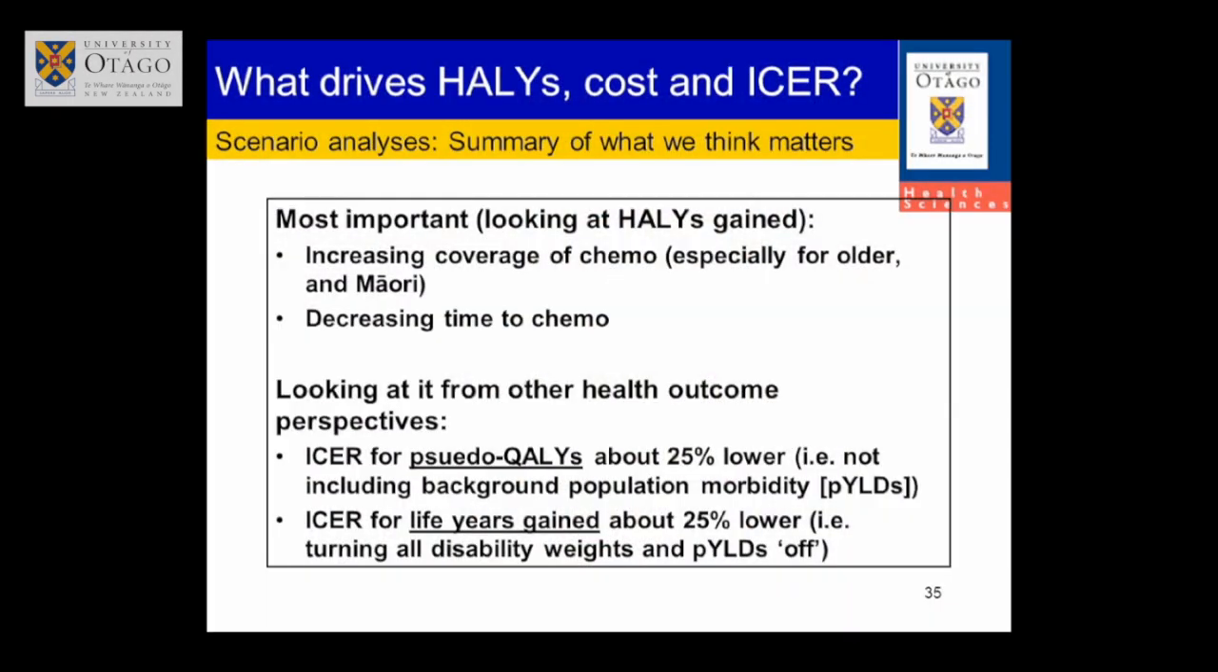And if you don't like HALYs, we like them, but if you don't like them, we can get an ISA for a pseudo QALY here, it's about 25% lower, and an ISA for life years gained that's also about 25% lower. So they're the key summary points in the last few slides, I think. You may have taken other points out of it.